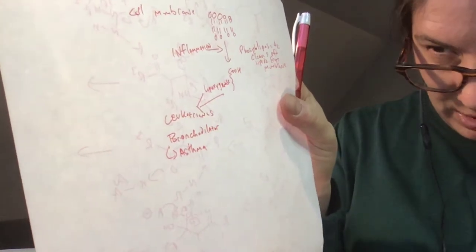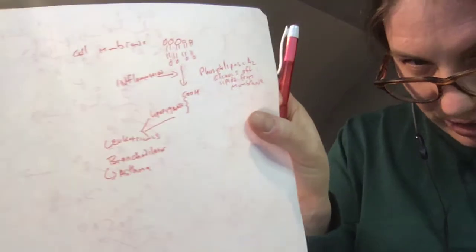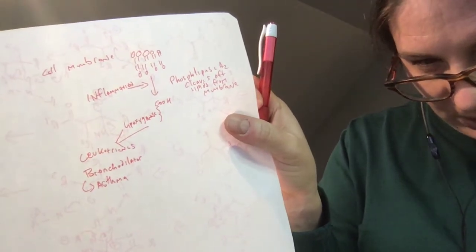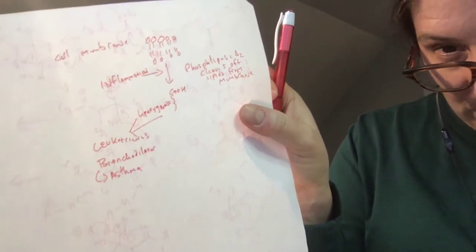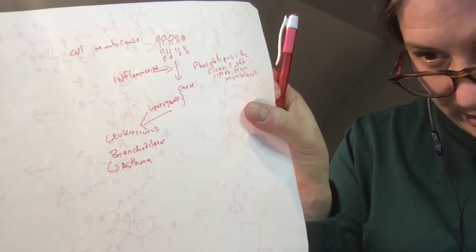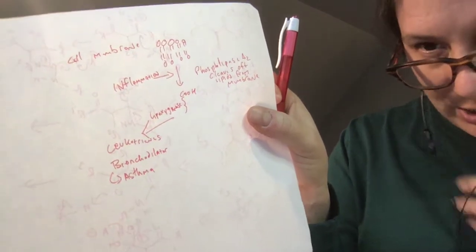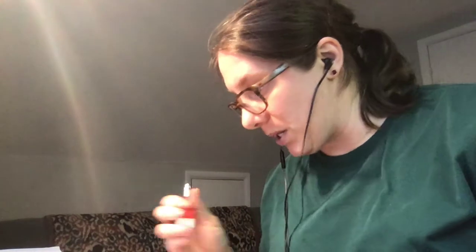Every time I write something over the arrow, that's an enzyme. So this enzyme lipoxygenase is going to lead to these lipids being turned into leukotrienes. Leukotrienes are going to result in inflammation of the lung and of the bronchi, the tubes that lead to the lungs, and that leads to asthma response.